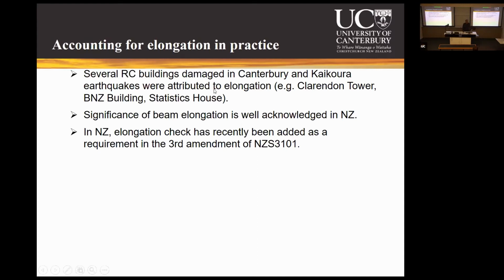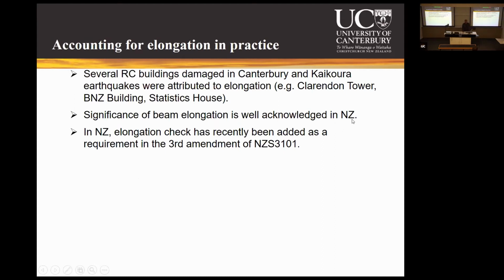So several reinforced concrete buildings damaged in Canterbury and QuakeCoRE earthquakes were attributed to elongation. I have given some examples here. Clarendon Tower in Christchurch, Desbo's presentation, he has talked about this quite a bit in his different presentations. B&Z building, Statistics House, right? And the significance of beam elongation is hence well acknowledged in New Zealand.